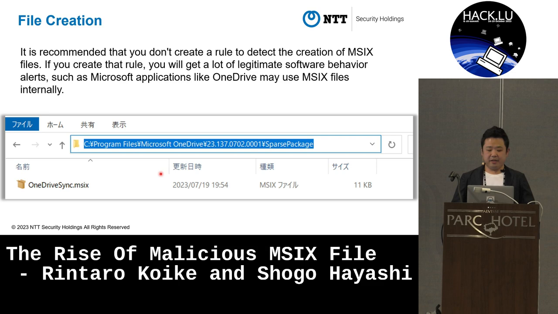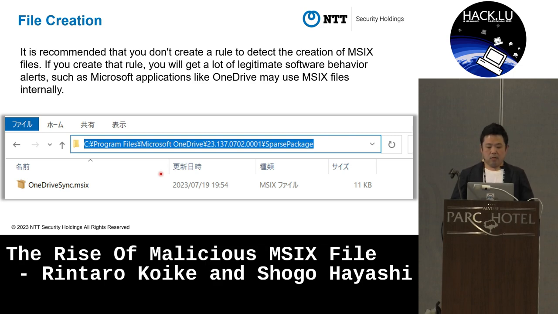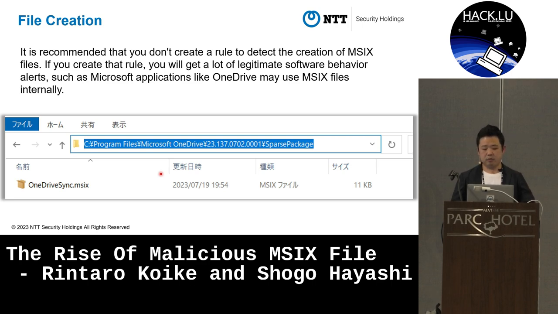So there is an idea that the file creation behavior is not very well-known for MSIX to begin with. We should let it detect the file creation behavior regardless of whether it's malicious or not. When we tried this approach, we ended up with quite a few over-detections. One in particular was an MSIX file named onedrivesync.msix. This is used internally by a Microsoft application. And others, like Dropbox, also use MSIX, so it over-detects a large number of these. Therefore, we do not recommend creating such a rule.